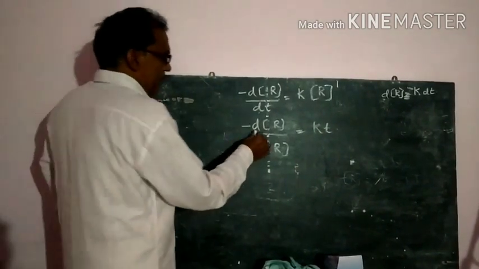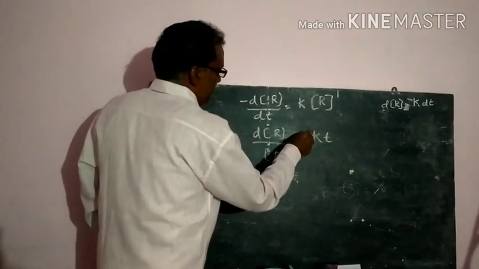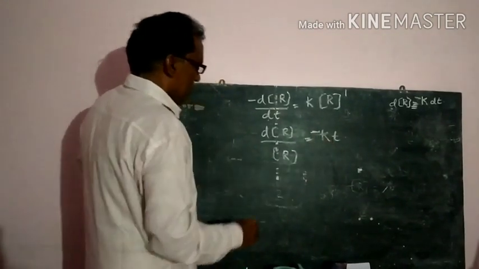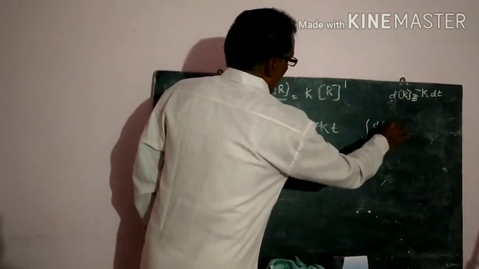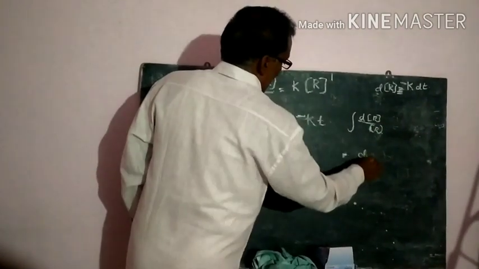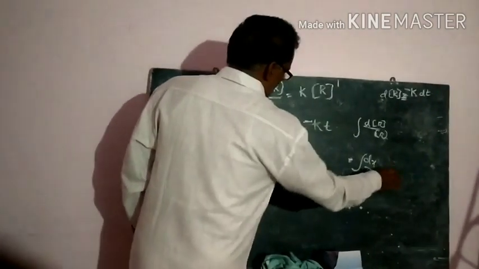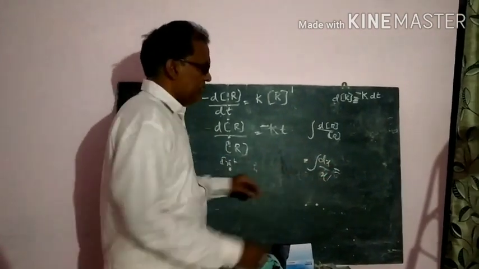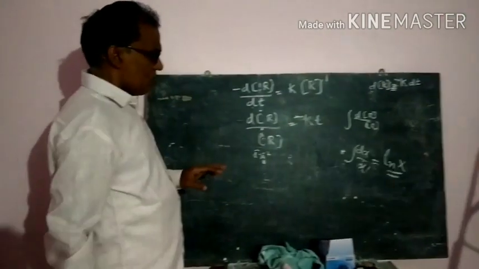Okay. Now integrating on both sides. This minus you bring to this side also. That is better. You will get the equation dr by r is equal to minus k dt. Integrating on both sides, that means the integral of dr by r. It is in the form of dx by x. If it is in this form, it is nothing but the ln x value, that is the natural logarithm of x.